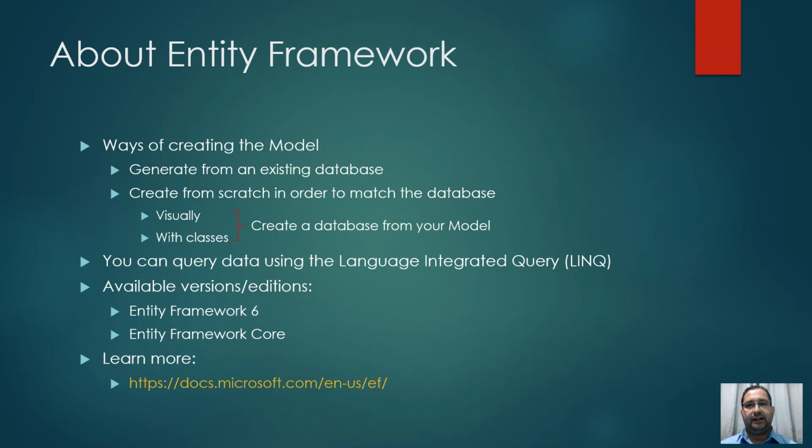There are several ways of creating the model. For example, you can generate the entity data model from an existing database, or you can create it from scratch in order to match the database or even create a new database. So you can either visually design the model or specify the domain classes with code and then generate the database based on this model. In Entity Framework, you can query data using the language integrated query, that is the powerful LINQ, and the available versions and editions currently are Entity Framework 6 and Entity Framework Core. You can learn more about Entity Framework using the below link.